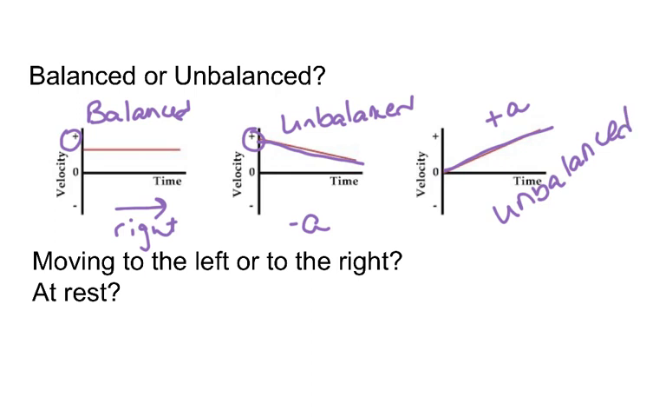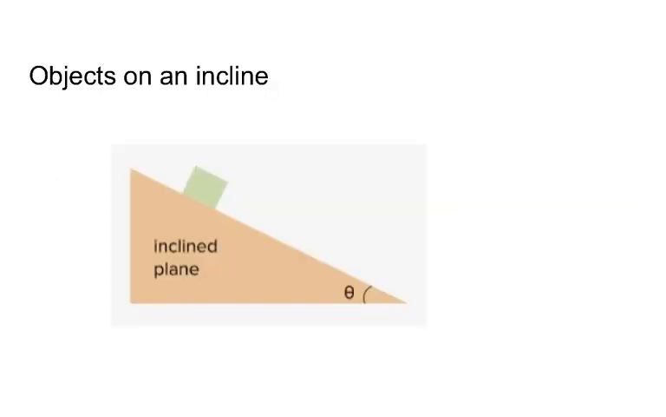So from these graphs, we can tell if it's at rest. None of these are at rest. If it was at rest, it would be on the x-axis like that. Balanced, moving with constant velocity for this first one, constant velocity. This one has a decreasing velocity. Decreasing velocity. This one has an increasing velocity because the sign on the acceleration and the sign on my velocity is the same. They have opposite signs. It is slowing down. All right.